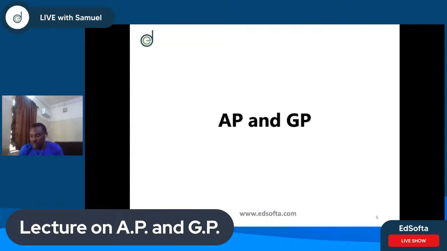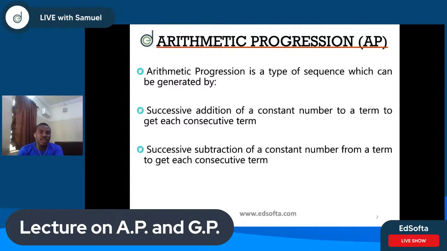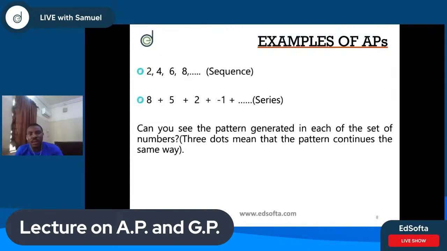So first, we'll be looking at AP and GP. I want to talk about a few things. AP and GP is a topic that actually arises from the topic sequences and series. And a sequence is just, let me just move forward a bit, you can see a sequence is just where you have a list of numbers that are connected by a particular pattern.